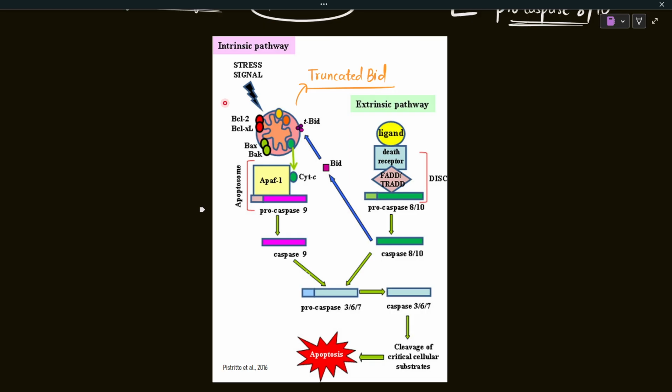So with this, we have covered all of the important details about the apoptotic pathway. In the next lecture, we will see how this apoptosis is avoided, so that the cell will not die and the tumor cell will continue to have uncontrollable growth.